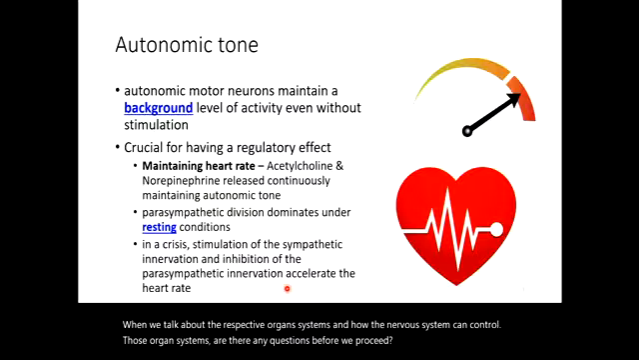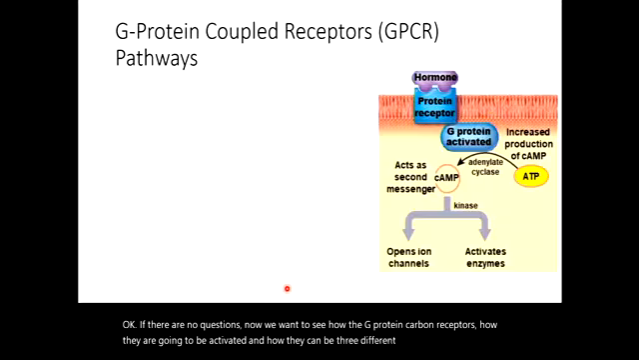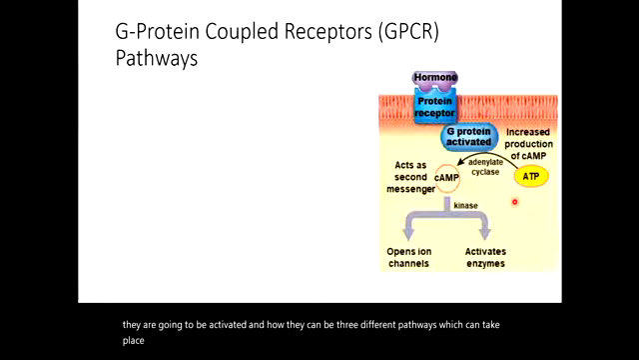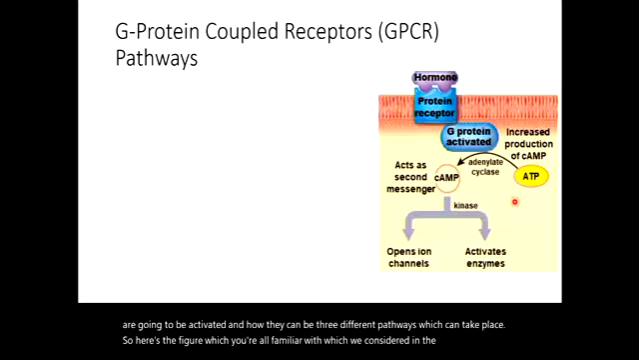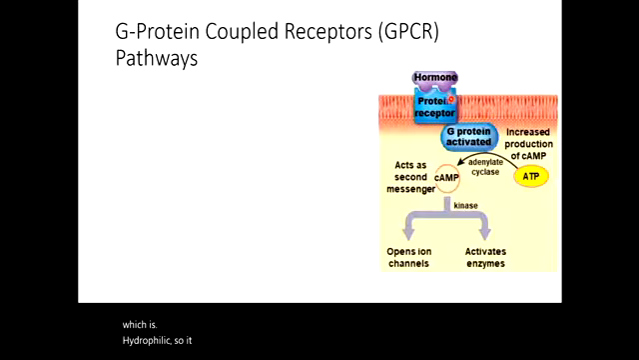Okay, if there are no questions, now we want to see how the G protein coupled receptors are going to be activated, and how there can be three different pathways which can take place. So here's a figure which you're all familiar with, which we considered in the endocrine system, and I told you that the hormone is going to be the first messenger, and this is a hormone which is hydrophilic, so it cannot get past the lipid bilayer, so it will bind to a G protein coupled receptor.